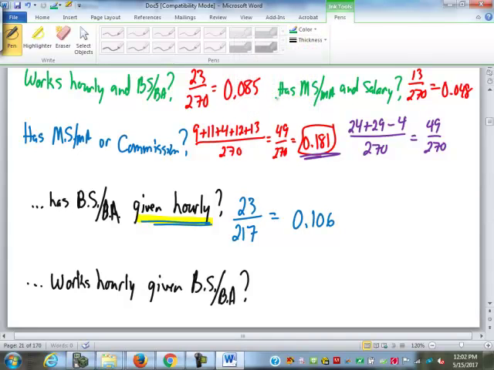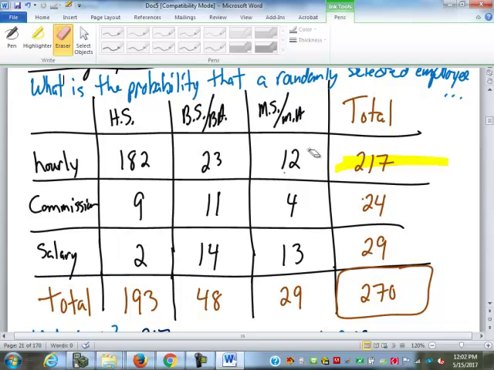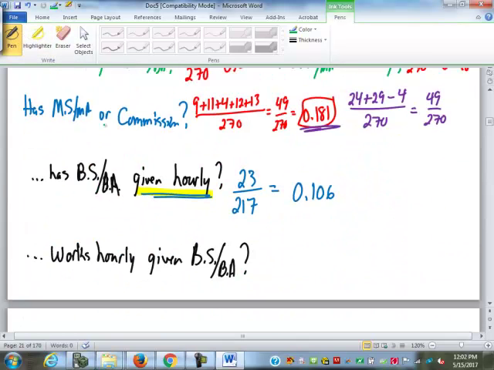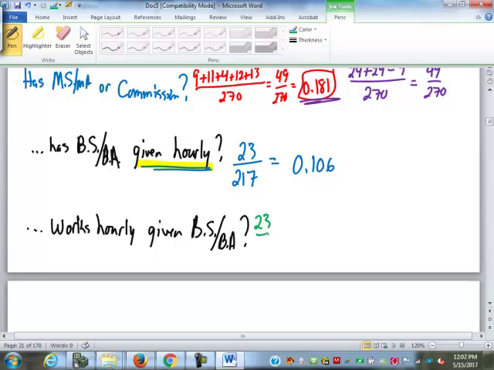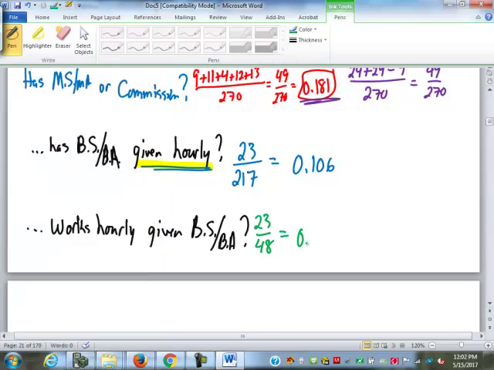The other one here, works hourly given they have a bachelor's degree. Again, it sounds the same, but it's very different. Now we're only looking at the ones who have a bachelor's degree. We want to know how many of them are hourly. Well, there's 23 out of the 48. So I divide that out, and it's going to give me 0.479, or if you want it as a percent, 47.9%.